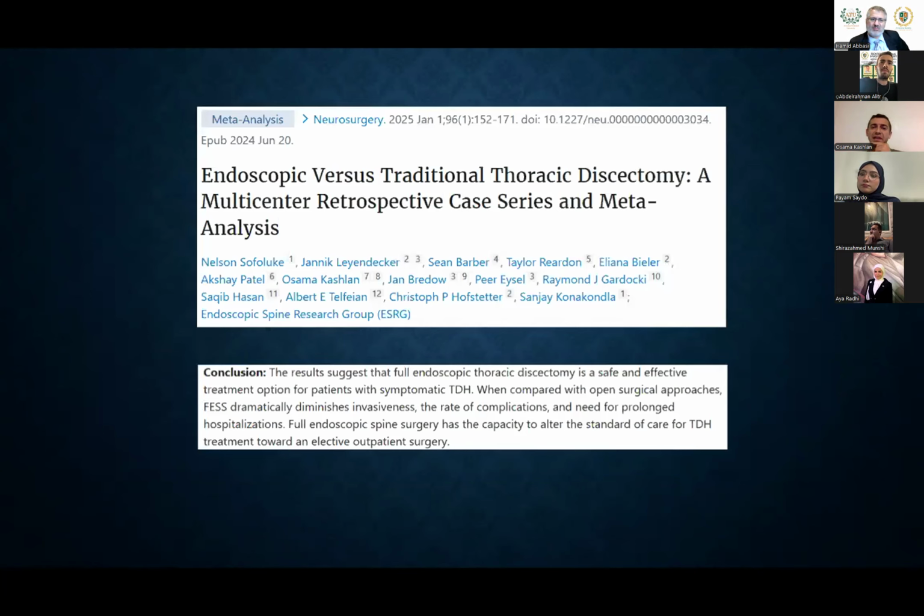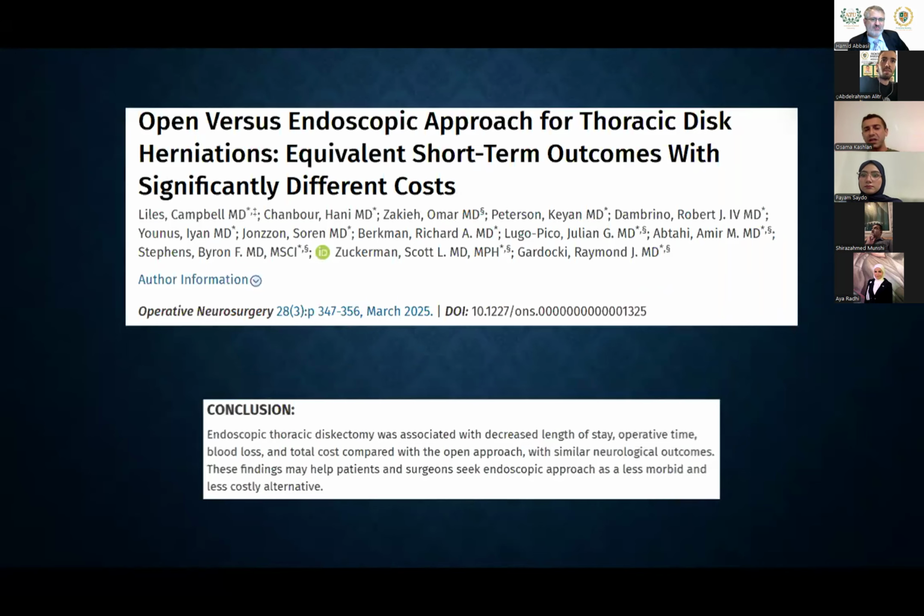And this is a study that was published earlier this year that showed that full endoscopic thoracic discectomy is safe, and when compared to open approaches, diminishes invasiveness, diminishes the rate of complications, and really decreases the length of stay substantially. And this is proven, again, with a single institution study that showed that even the cost of it is less. So even though you're buying the endoscopic equipment, because you're not usually putting in pedicle screws and not keeping the patient in the hospital for a long time during their post-op period, that cost of buying the equipment is offset when you're doing these operations.